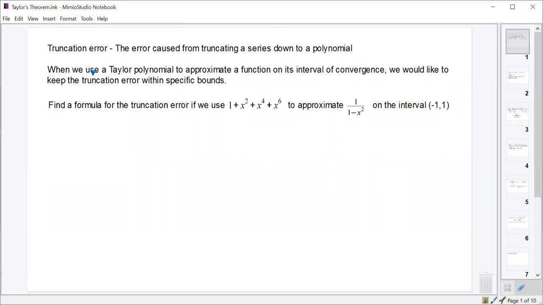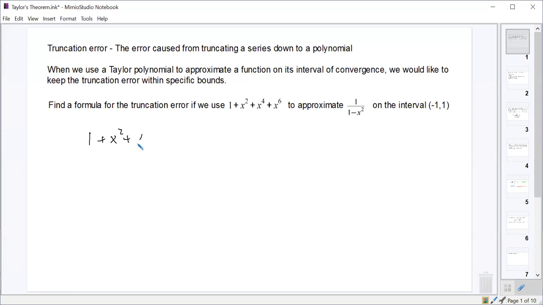And so if we have a nice, simple geometric series, like this one here, 1 plus x squared plus x to the 4th plus x to the 6th, and so on, that we're using to approximate 1 over 1 minus x squared, just a regular old power series, right? Everybody's good with that? True? Yeah, okay, good. We can see pretty easily what the error would be.